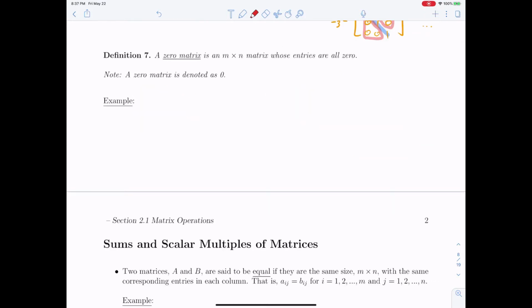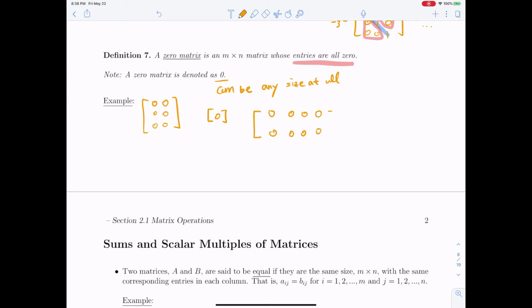A zero matrix is a matrix with all its entries equal to 0. We're going to write the zero matrix simply as 0 like this. And there are no restrictions on the size of a zero matrix. For example, this 3 by 2 matrix consisting of 0 entries is a zero matrix, and also this one is a zero matrix. Whatever matrices have all 0 entries are considered zero matrices.